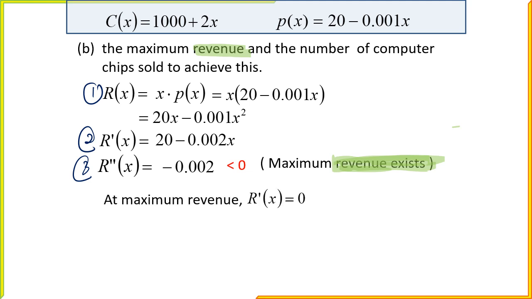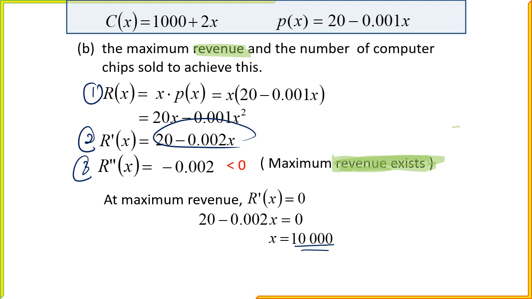So the fourth step is to find the value of X by letting R prime X equal to 0. So R prime X is equal to what? 20 minus 0.002X equal to 0. So X is equal to 10,000. Not 1,000, 10,000.